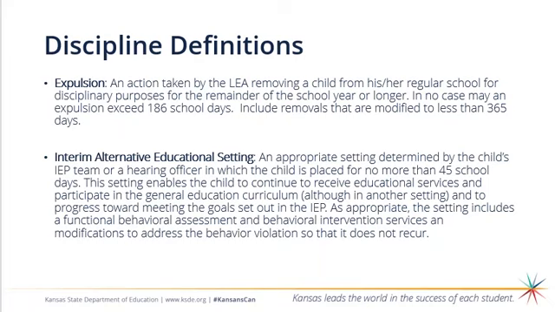Interim alternative educational settings is another important definition. An appropriate setting determined by the child's IEP team or a hearing officer in which a child is placed for no more than 45 school days. This setting enables the child to continue to receive educational services and participate in the general education curriculum, although in another setting, and to progress towards meeting goals set out in the IEP. As appropriate, the setting includes a functional behavior assessment and behavioral intervention services, modifications to address behavior violations so that it does not reoccur.